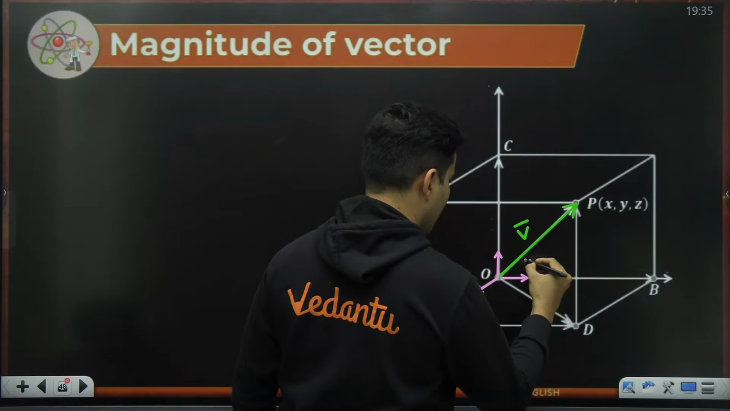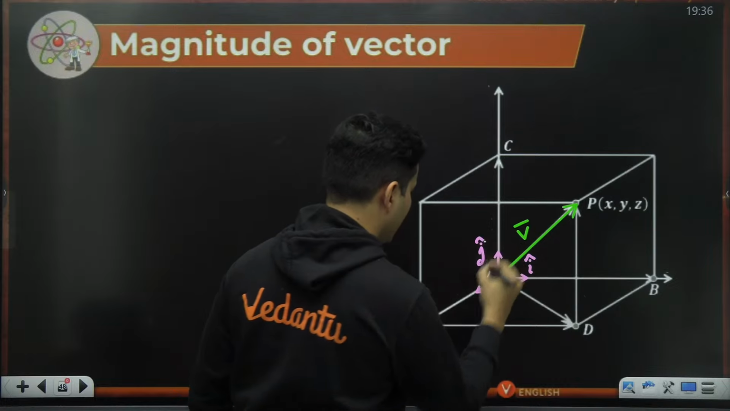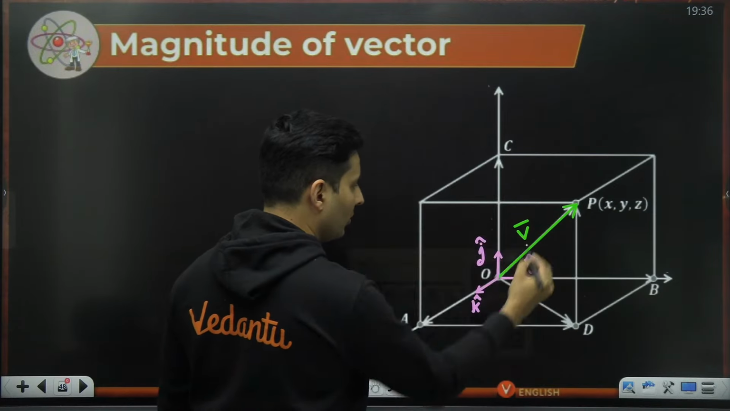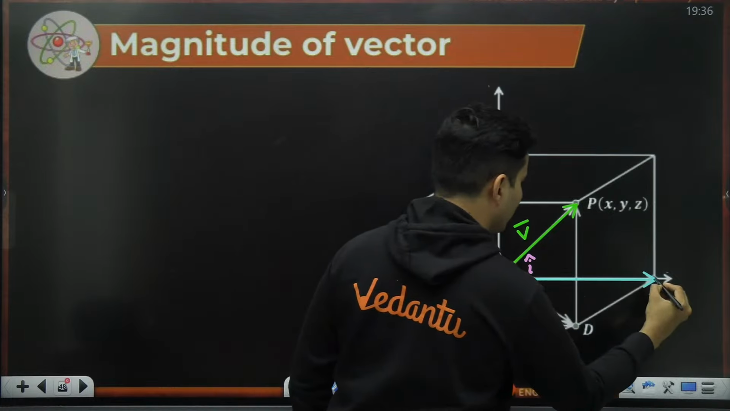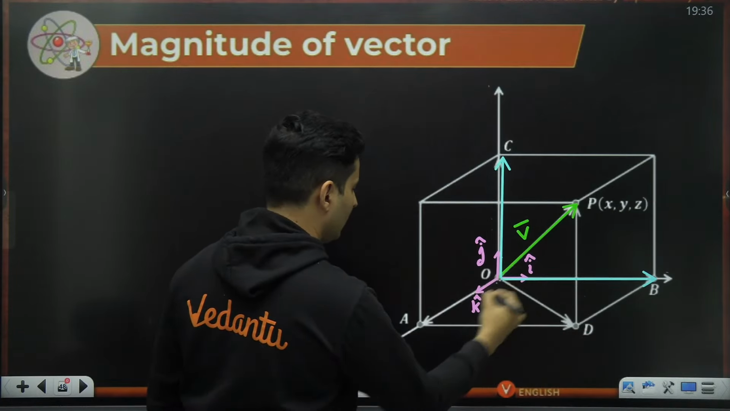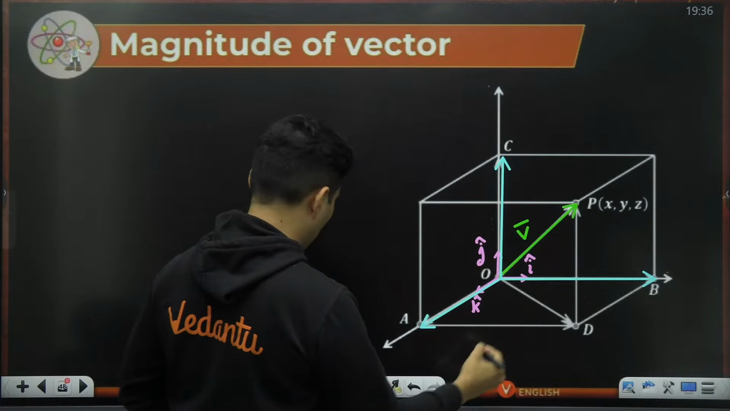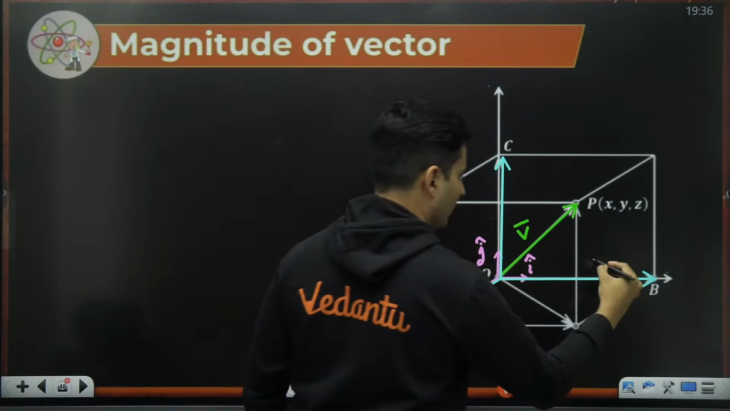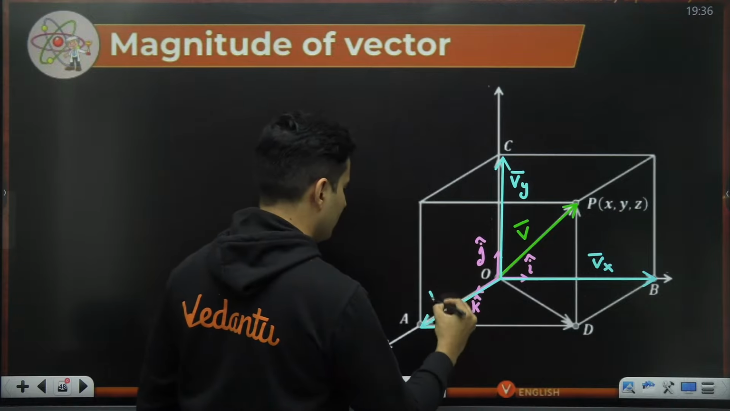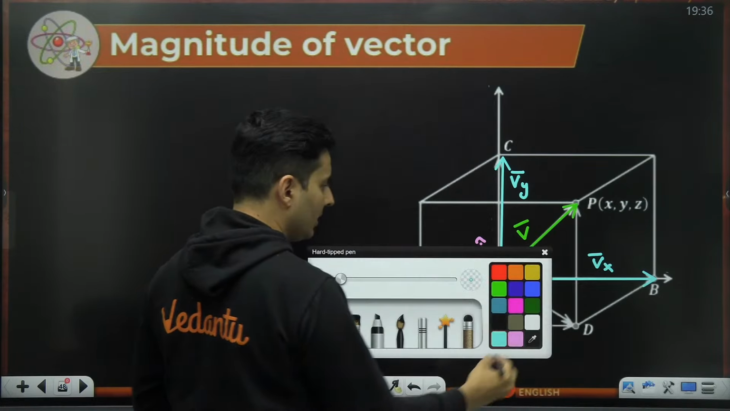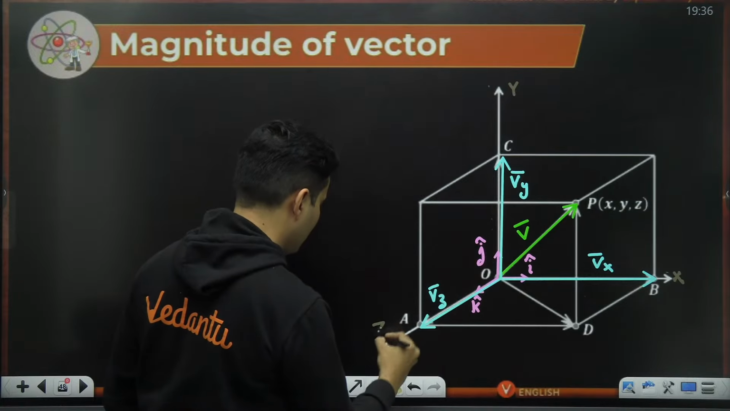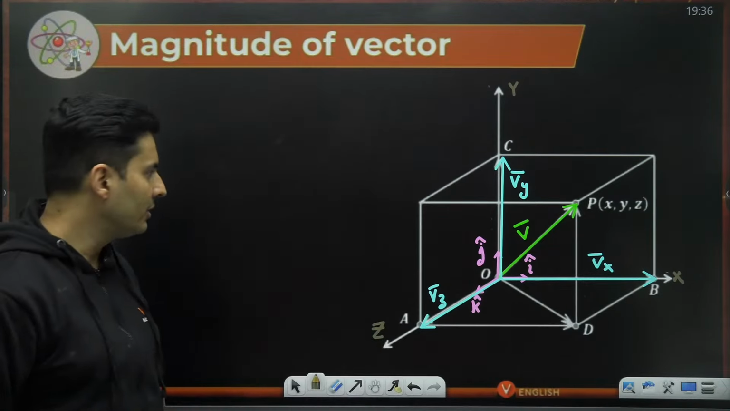This is i cap, this is j cap, and this is k cap, and then you show the components. So this whole thing, then this whole thing, and then this whole thing. These are your components of the vector. So this is your x component, this is your y component, this is your z component, right? Assuming this is x-axis, this is y-axis, and this is z-axis. This is how traditionally we show.